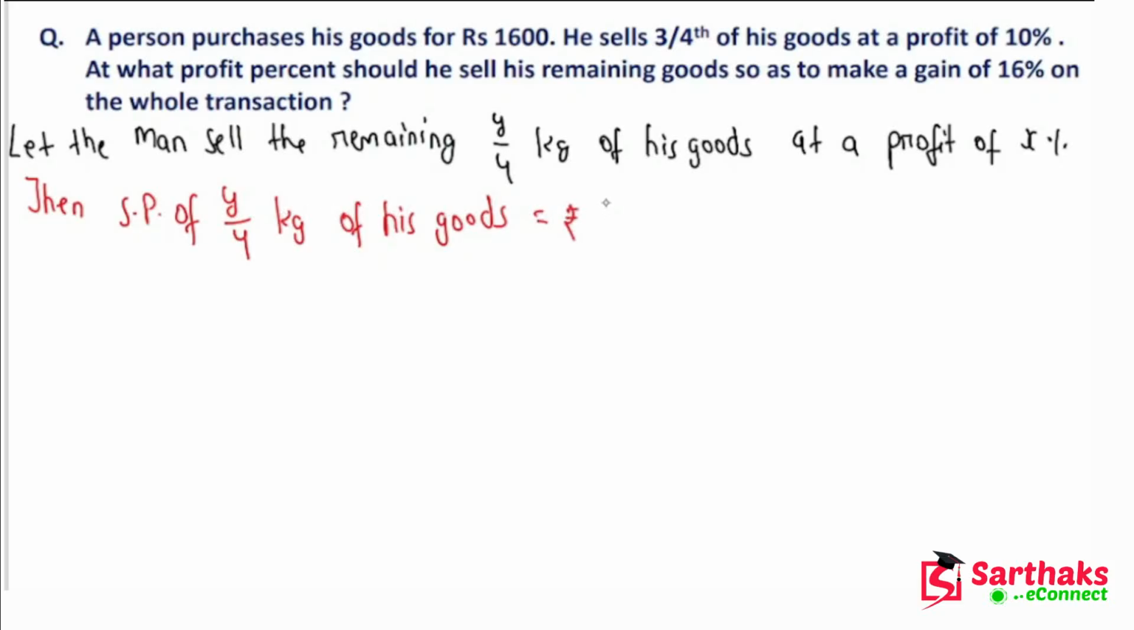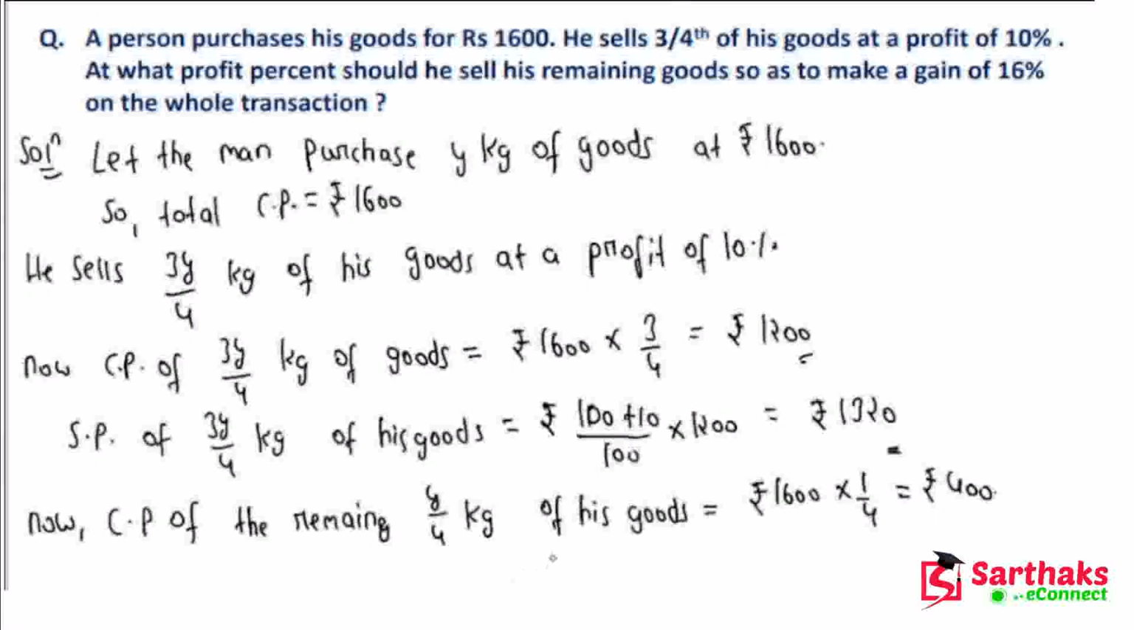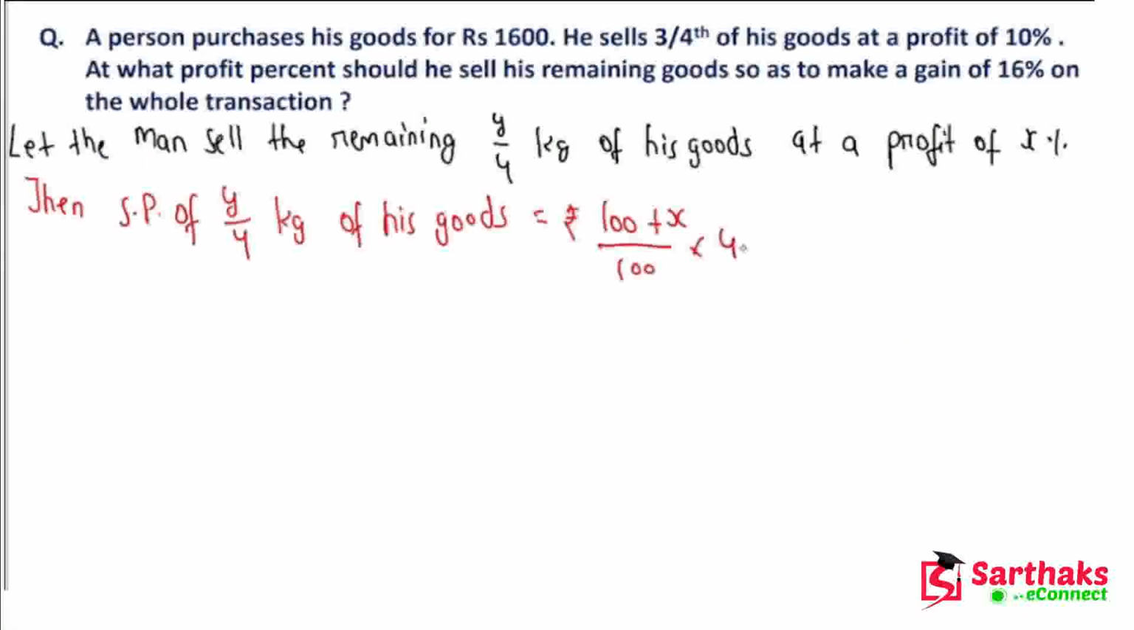Now the selling price is what? It is 100 plus gain percent. Now the gain percent we are assuming to be X, so let us say X whole upon 100 into cost price. We have just calculated the cost price of y by 4 kg goods to be 400 rupees, so it would be 400. So 100 plus X whole upon 100 into 400 would be rupees 400 plus 4x, right? So this was the selling price of y by 4 kg of his goods.